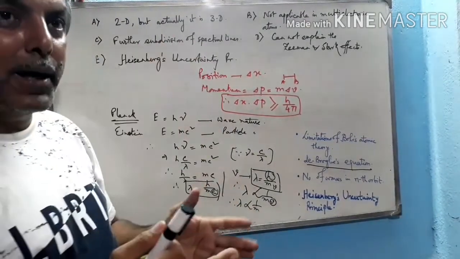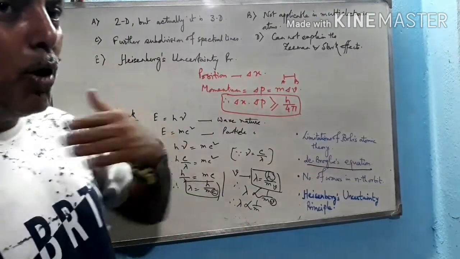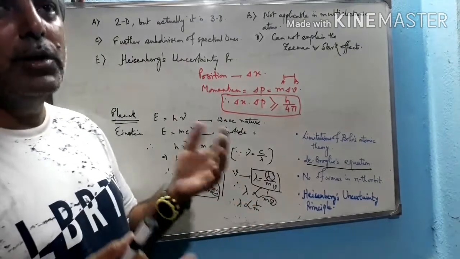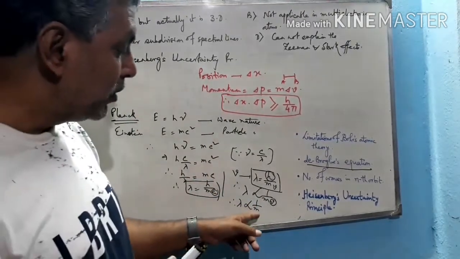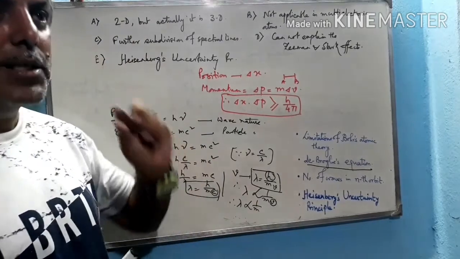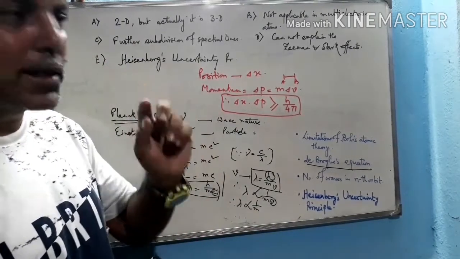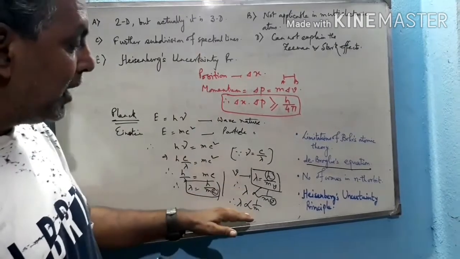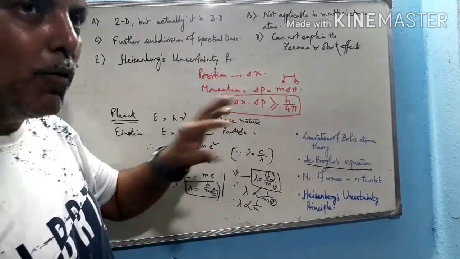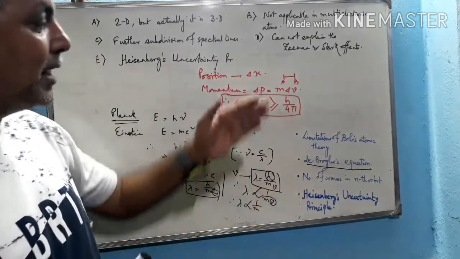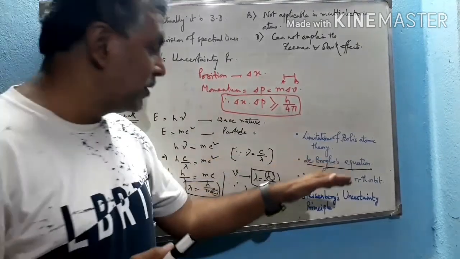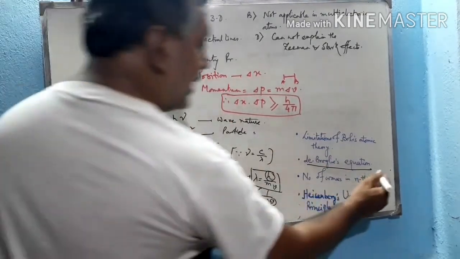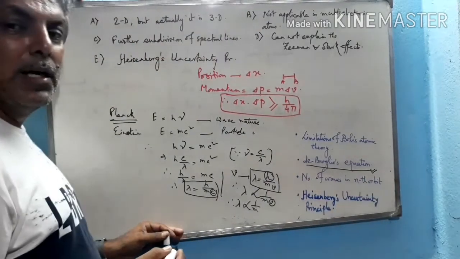So for a macro particle, lambda is very much negligible. When a ball moves, when a bus moves with a particular velocity, its lambda is very much negligible, so they have no wave nature. But whenever mass is very small, for a subatomic particle like electron, proton, neutron and so on, lambda is very high. For these particles, that means they have the wave nature. So for subatomic particles, the dual nature, de Broglie's wave equation, is very much significant, because for subatomic particles both wave and particle nature are obtained.